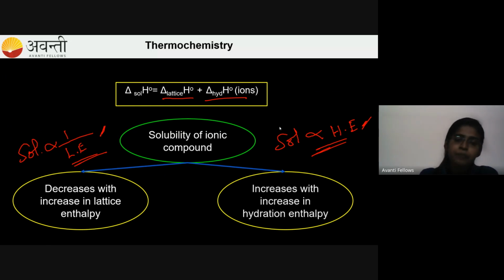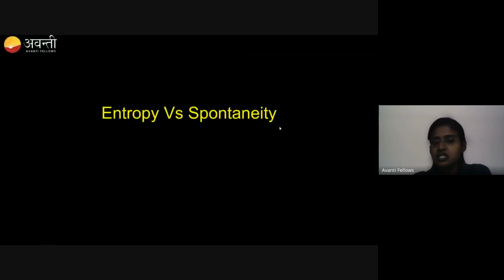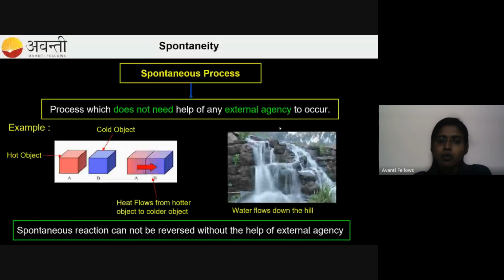Okay. So the next topic is entropy versus spontaneity. Now we are going to see what is spontaneity and then we will try to connect this with entropy. Now what is a spontaneous process? The process which does not need any help of external agency is called a spontaneous process.